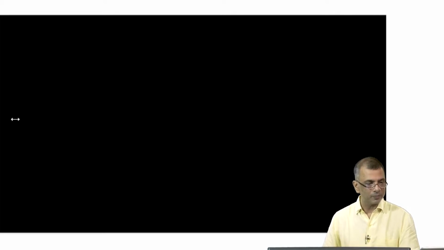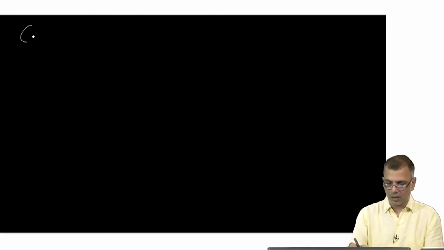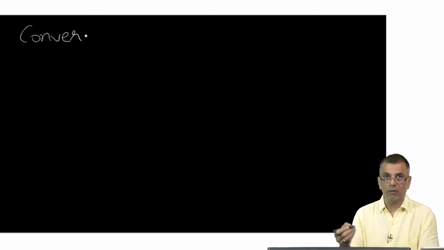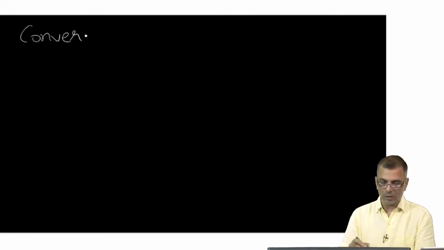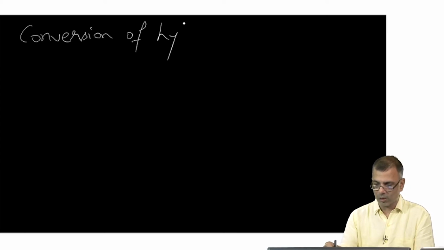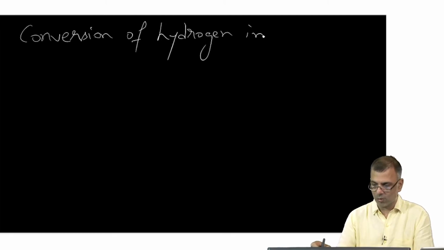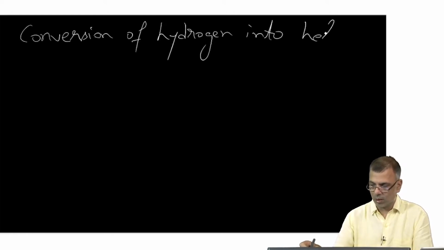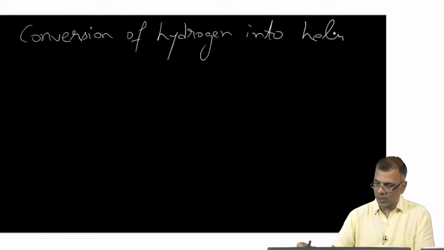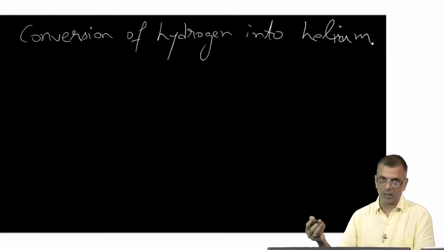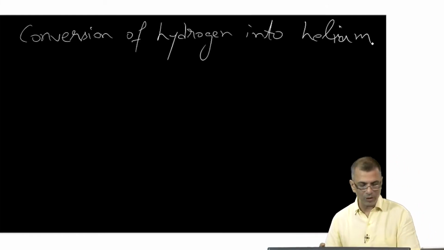So, let us now look at a couple of simple scenarios. First, the conversion of hydrogen into helium by nuclear fusion. This is one of the best known sources of energy; in the center of the sun, this is what is happening.